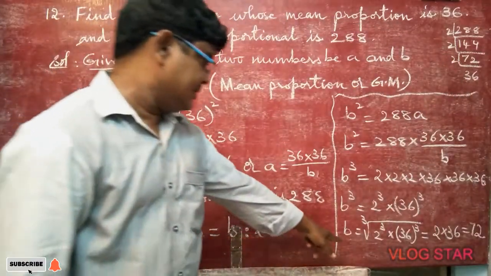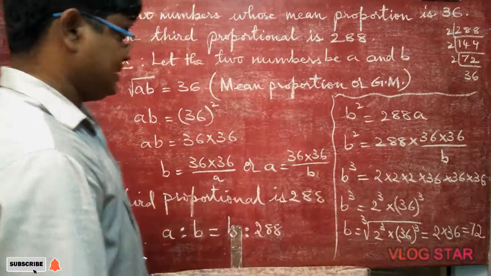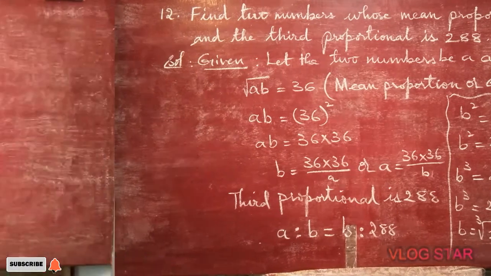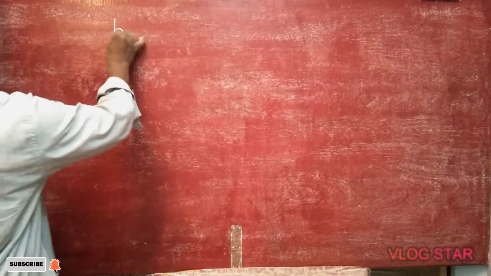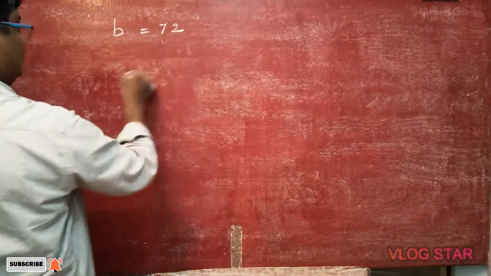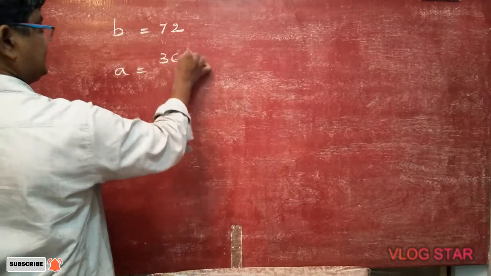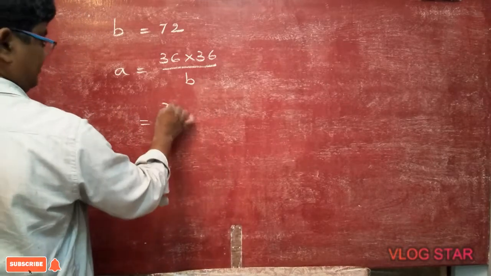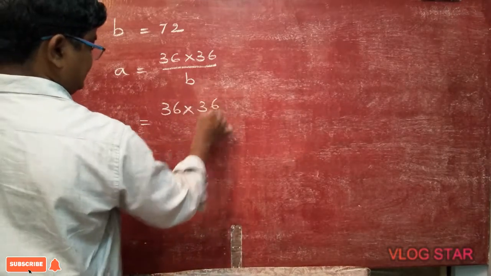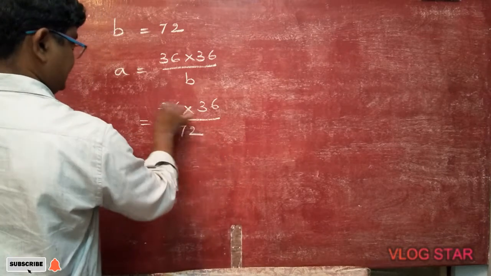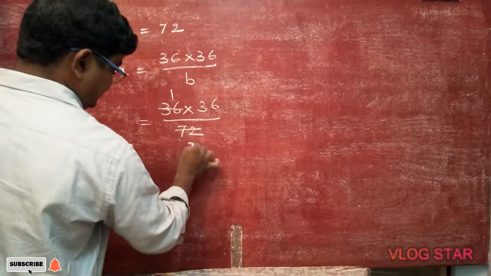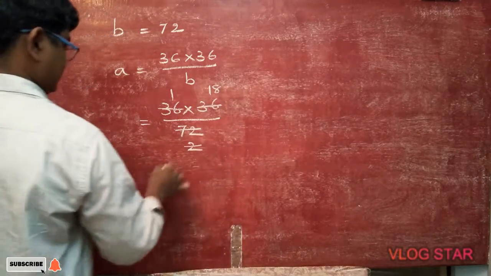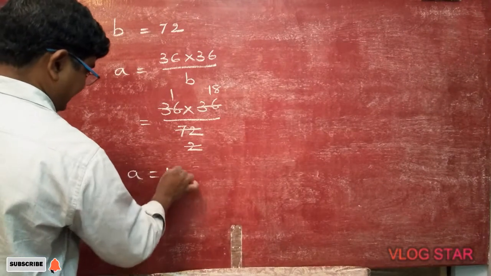What value did we get? B value. B, how much did you get? 72. Now we got B as 72. Now A is equal to 36 into 36 by B. Substitute, then you will get the A value. 36 into 36 by 72. 36 ones are 36. 36 twos are 72. Again this 2 goes here 18 times. So A you got 18.